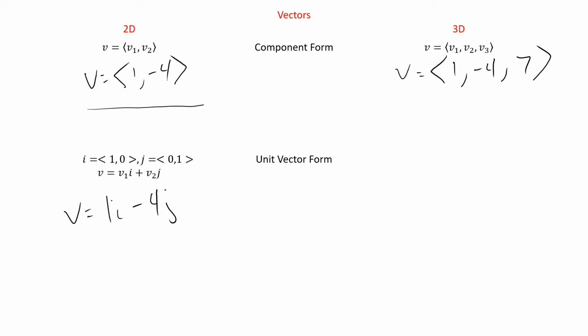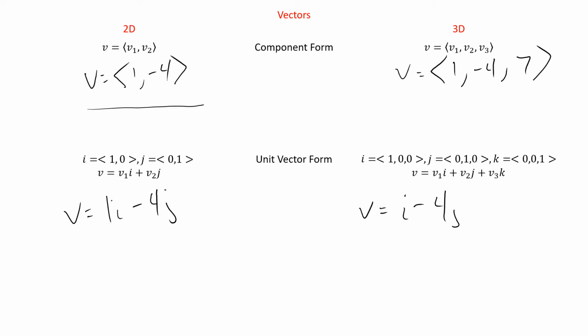Same thing with 3D, except we have i, j, and k. Why do we use k? Because it's the letter that comes after j. And so it would expand out the exact same way. And so our vector, the same one we had up here in unit form, v would be 1i minus 4j plus 7k. And so, you can translate it back and forth between them. It's super easy. For a lot of things, component form works better, but for some things, the unit vector form works better. And so it's just nice to be able to use both of them.